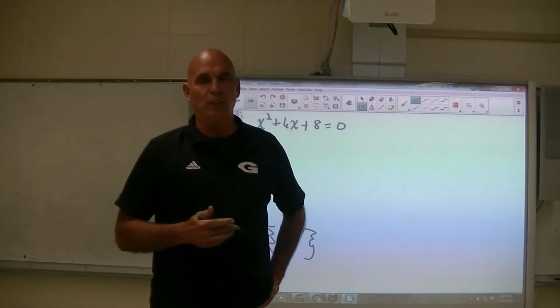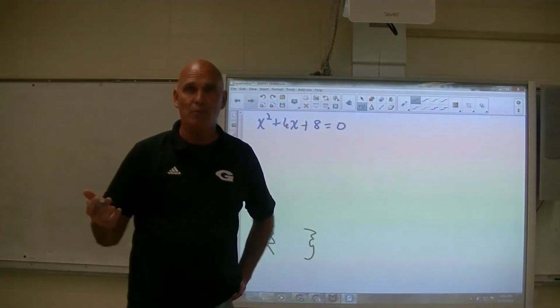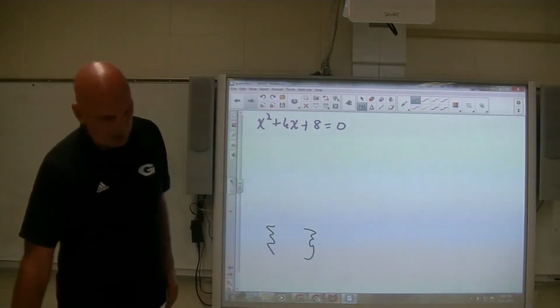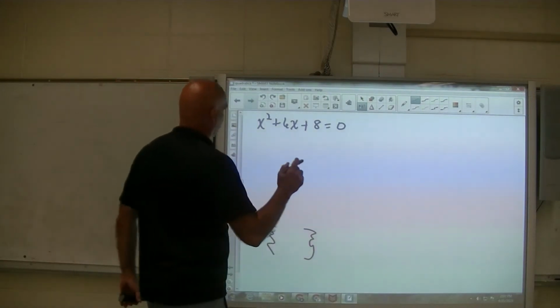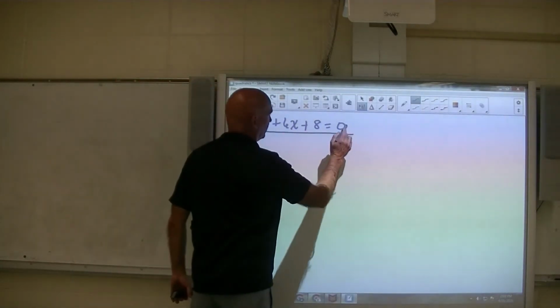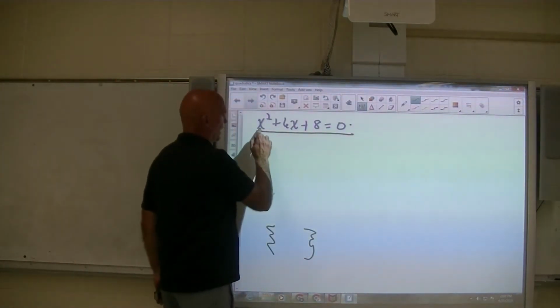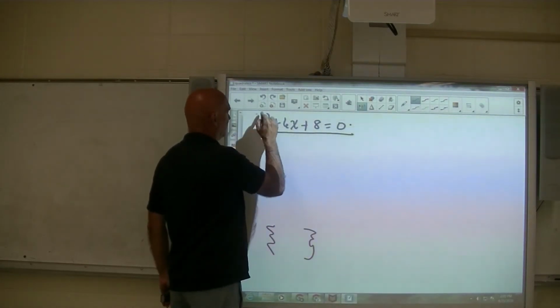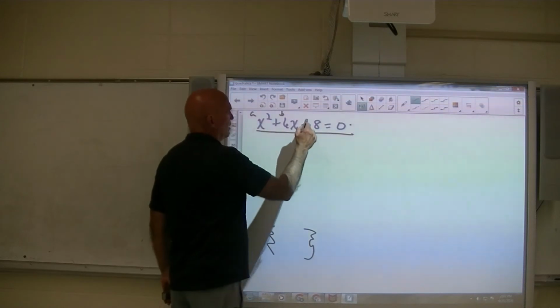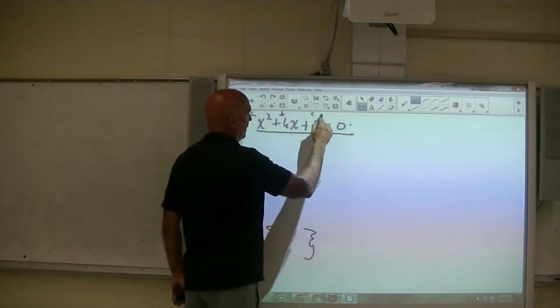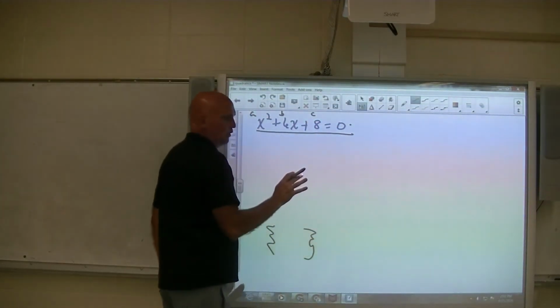I'm going to show you several methods of solving this, but the first method I want to show you is the graphing method. Since you know how to graph already, we're going to solve this by graphing. You're going to take this equation, and you have it in standard form, right? ax squared plus bx plus c equals 0. Here a is 1, b is 6, c is 8, equals 0. So it's in standard form.